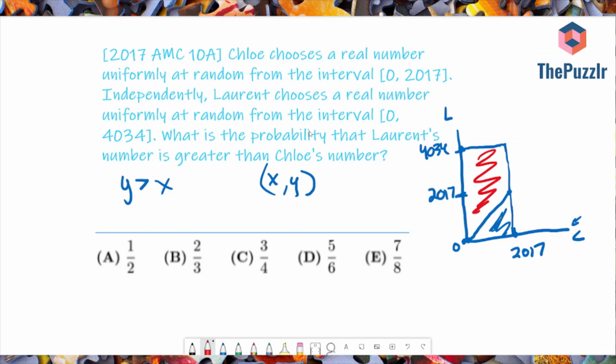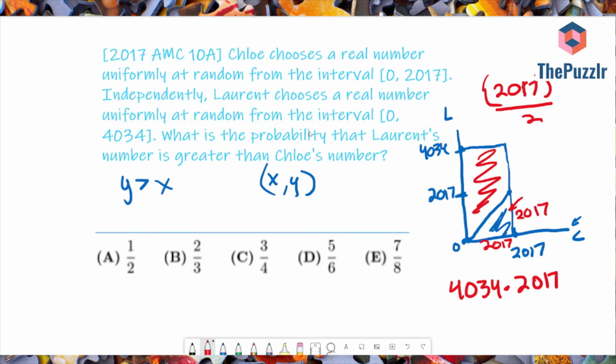What is the area of that? Well, you could try finding the area of that directly, but isn't it easier to just use complementary area finding? So the total area is equal to 4034 multiplied by 2017, since it's a rectangle. And the area of this triangle has base 2017, since y is equal to x, and height 2017, so 2017 squared. And then since it's a triangle, you divide by 2.